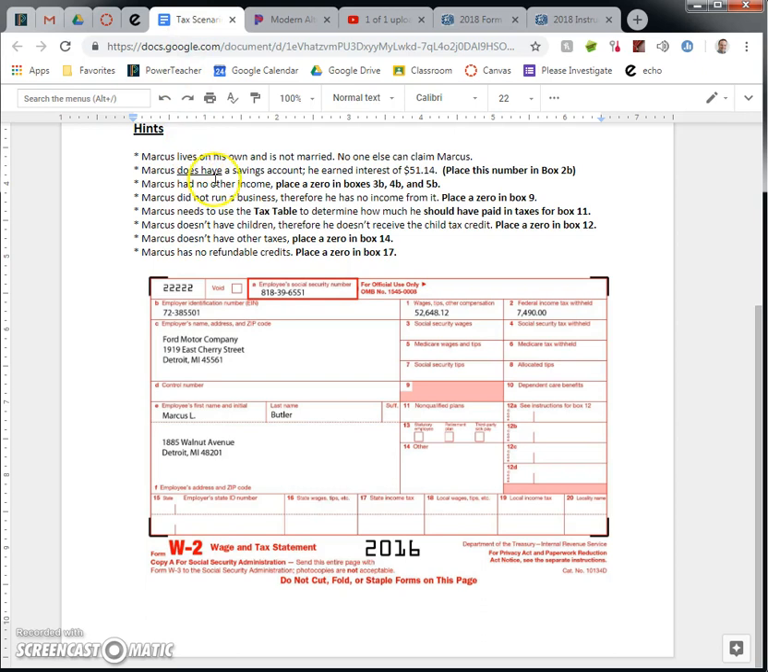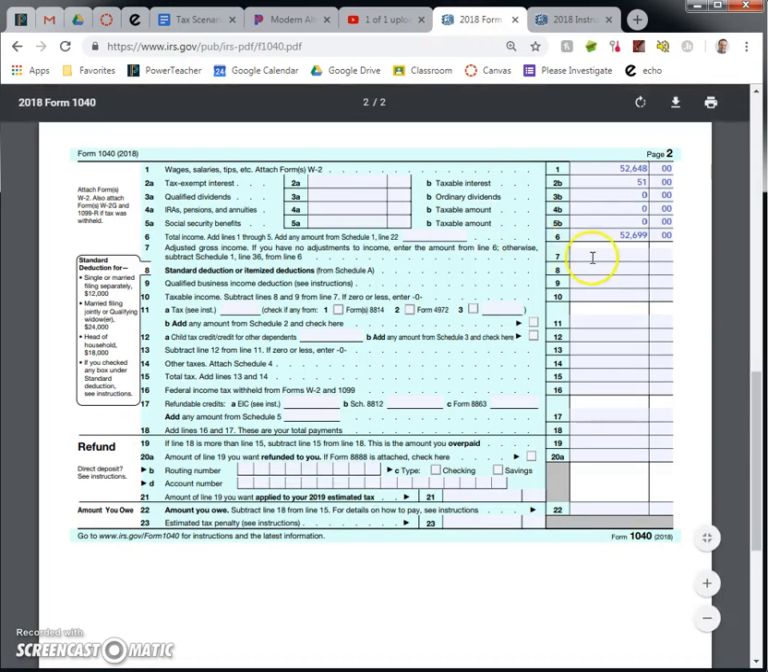Okay. Box 7, adjusted gross income. I'm going to take a look and see. No, it doesn't say anything about Marcus having that. So we are just going to move the amount from line 6 down to line 7.